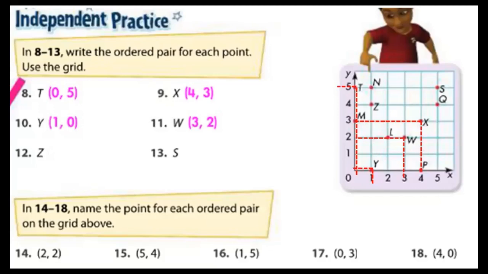Okay, look at point number Z. Number 12. Where is Z? This is Z. Look at the perpendicular. Yes, 1 and 4. Number 13, S. Where is S? Let's see. This is S. 5 and 5. Excellent. Can you copy the answer and move on? Okay, my dear.